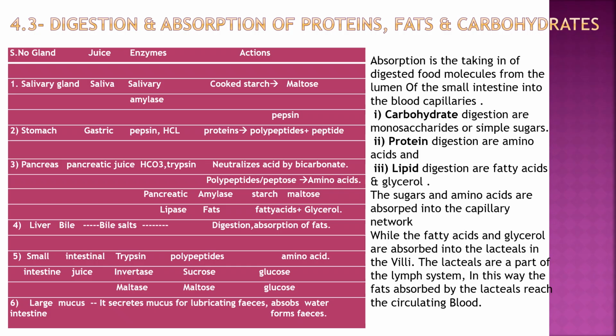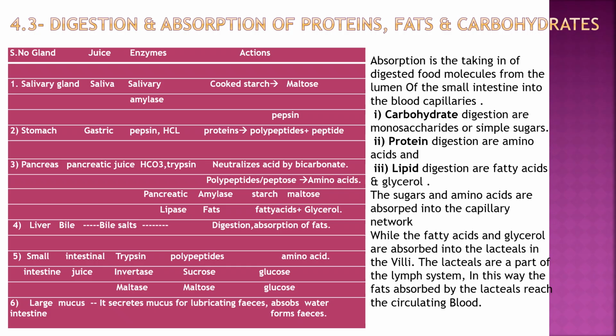In the small intestine, intestinal juice is there. Trypsin converts polypeptides into amino acids, invertase converts sucrose into glucose, and maltase converts maltose into glucose. And in the large intestine, mucus is secreted for lubrication of the feces and absorption of water from the feces.